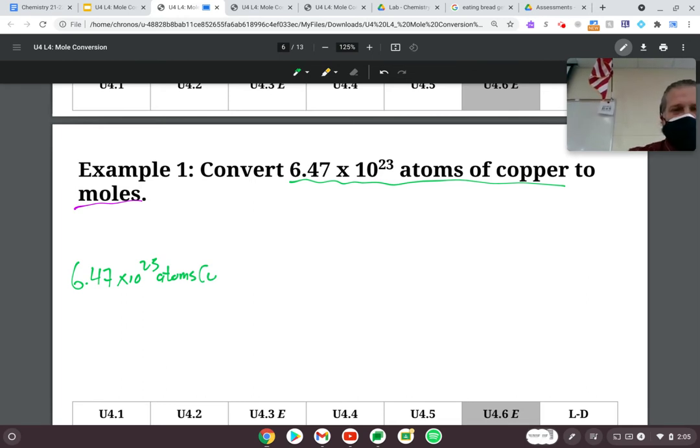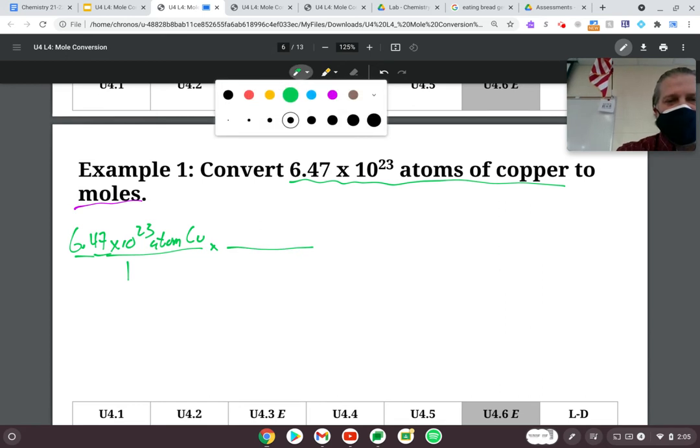Actually, if I'm smart about this, I'm going to move this up a second here. You're good. Don't erase yours. So 6.47 times 10 to the 23rd atoms of copper, and put it over 1.